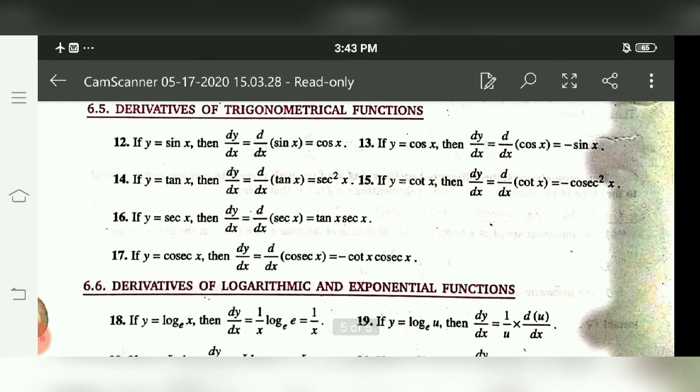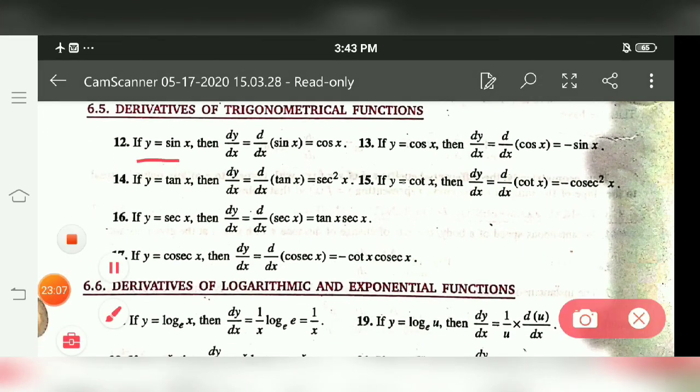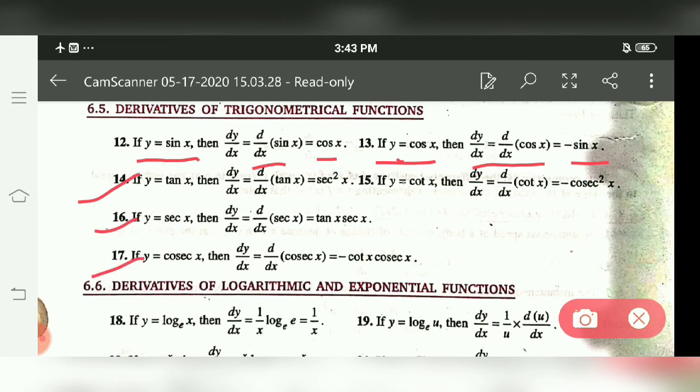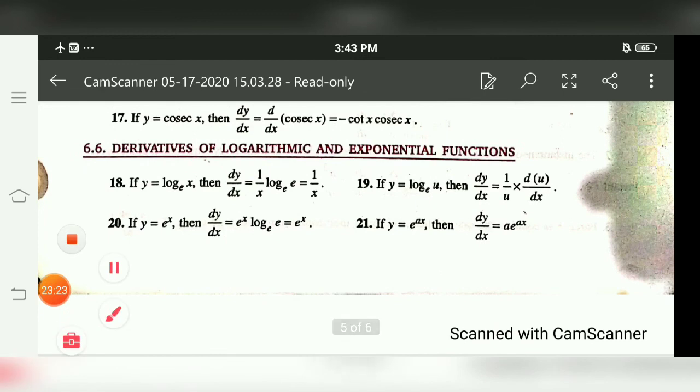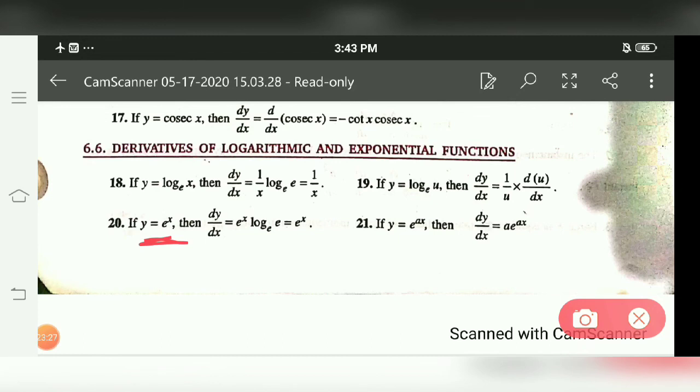Then there are some derivatives of trigonometric terms. If y is equal to sin x, then the derivative of sin x is always cos x. If we have y equal to cos x, the derivative of cos x is minus sin x. Similarly, there are other trigonometric formulas, you have to learn this. The derivative of y equal to e^x, we already did this. This is always e^x. If y is equal to e raised to power ax, then the derivative of ax gives only a here, so a e^ax.